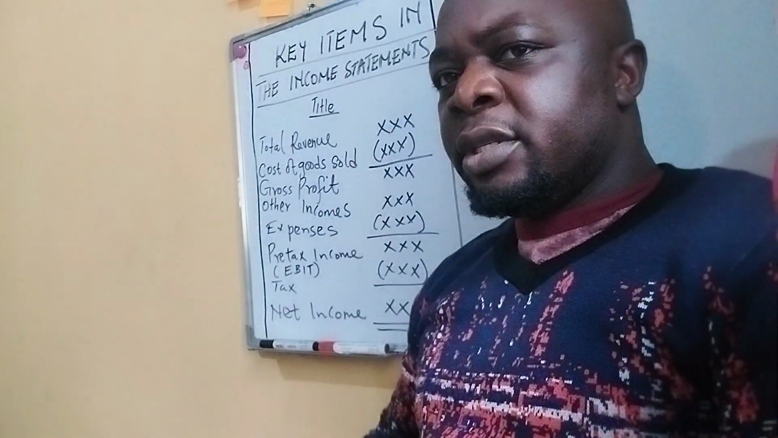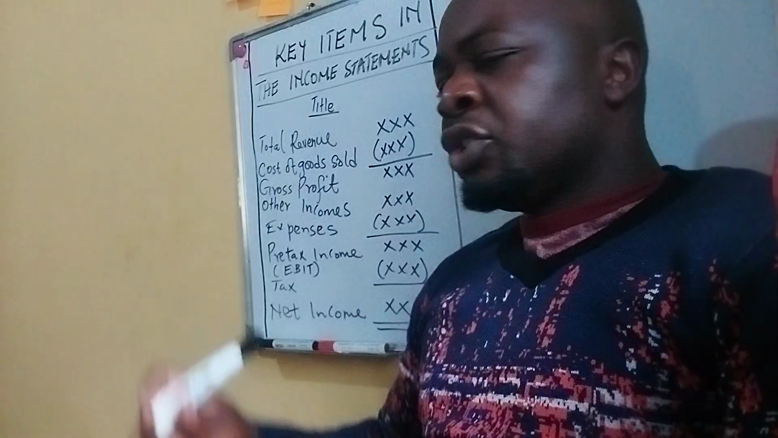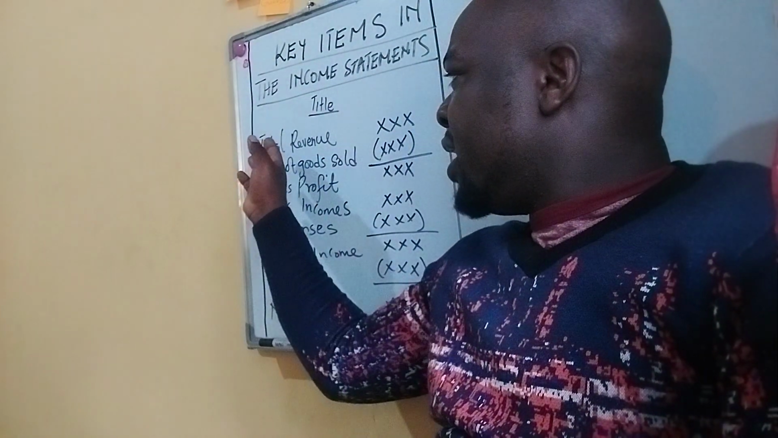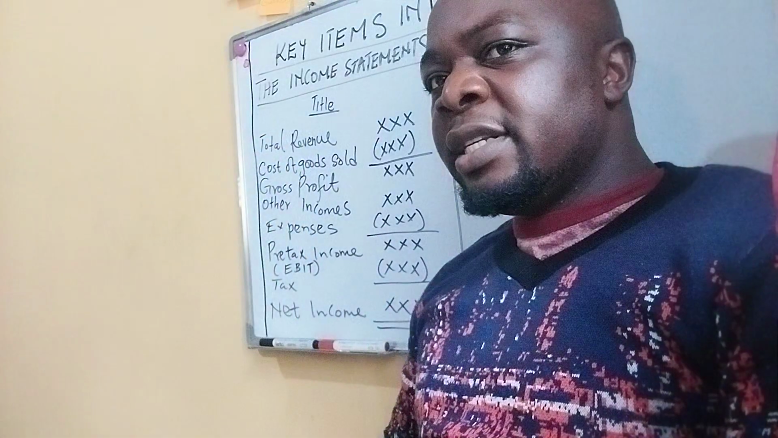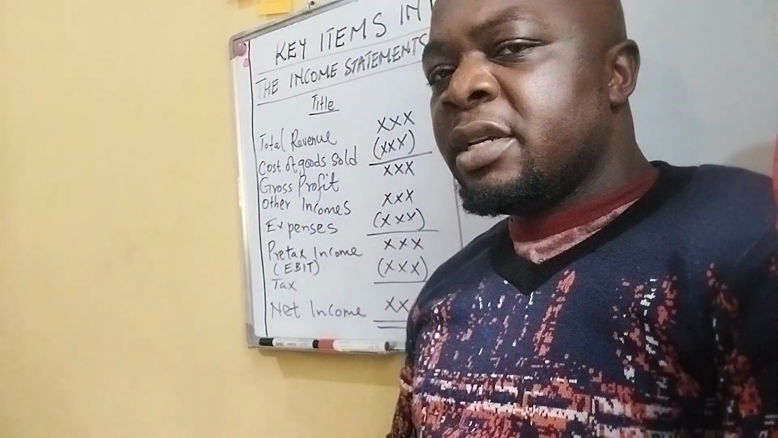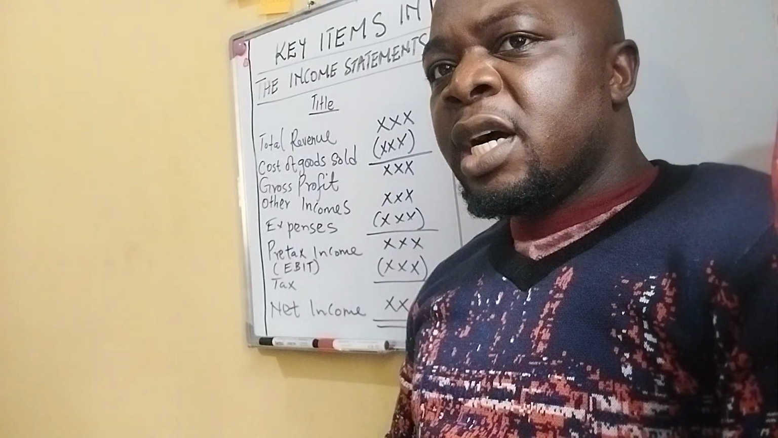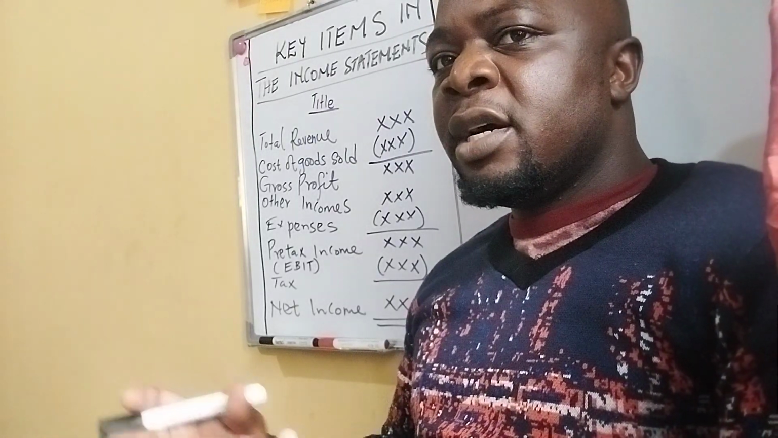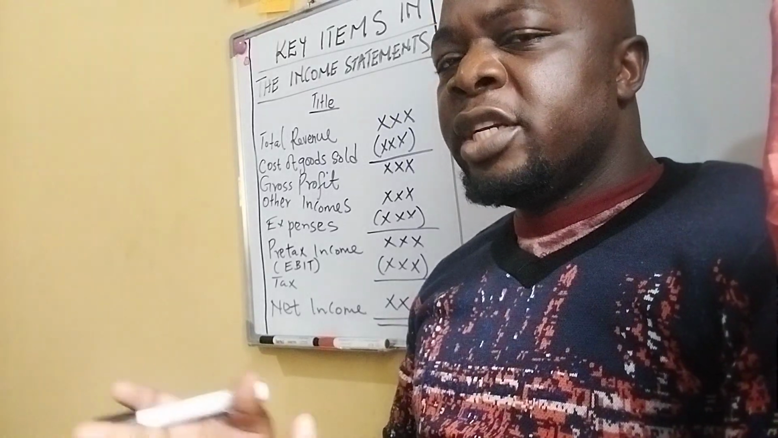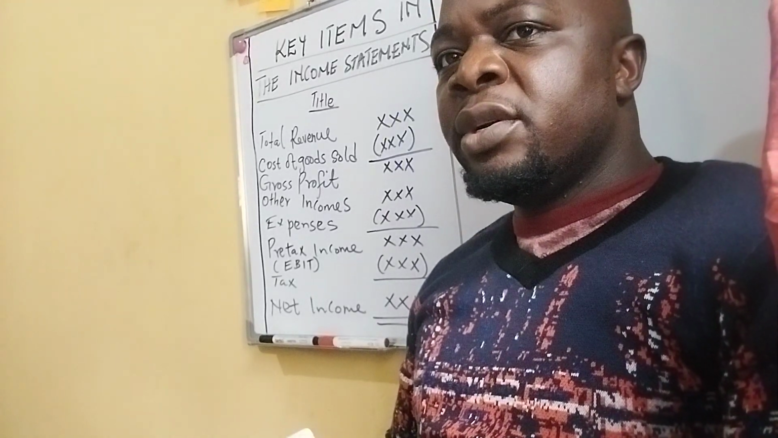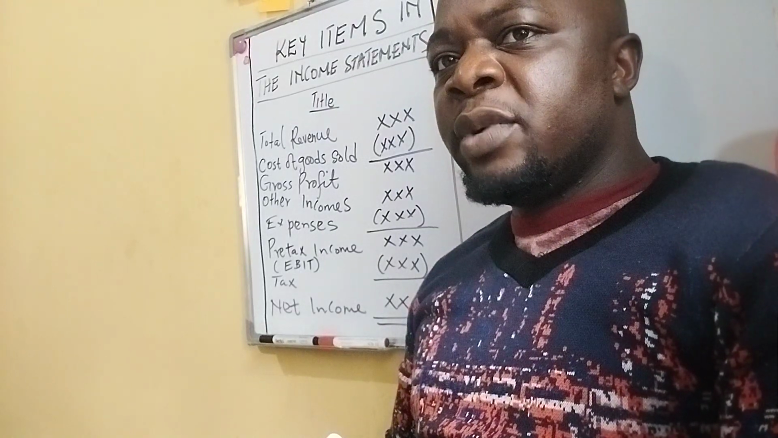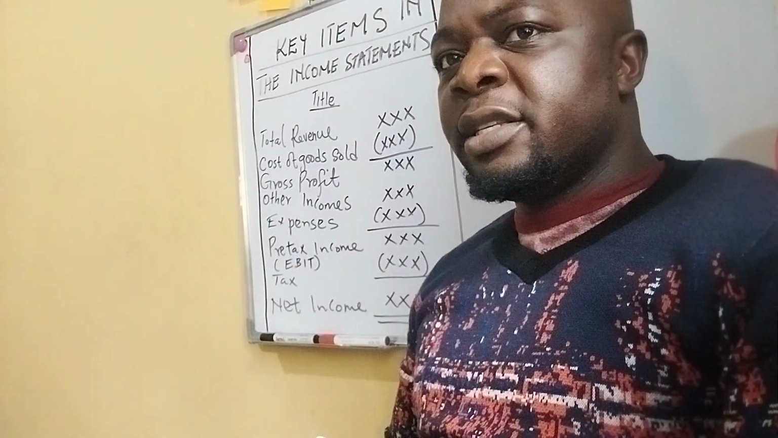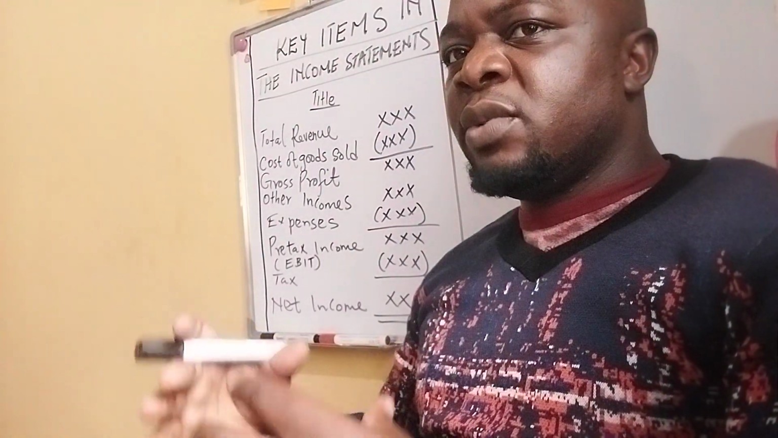Within the income statement, the first item is the total revenue. In most cases, you will be having total revenue of your business. Maybe if you are a retail business, you can talk of the sales that you have made during that particular trading period. Maybe your trading period ran from 1st January 2020 to 31st December 2022. So that is your accounting period.